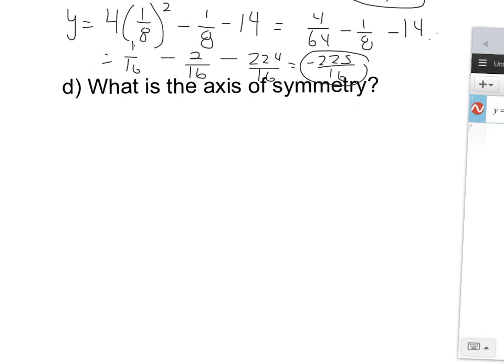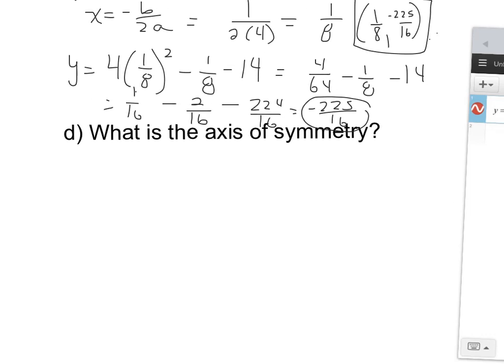So since our vertex is (1/8, -225/16), the axis of symmetry, remember, is always just x equal to whatever this part is. So it would just be x equals 1/8.